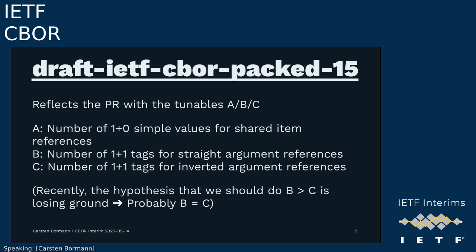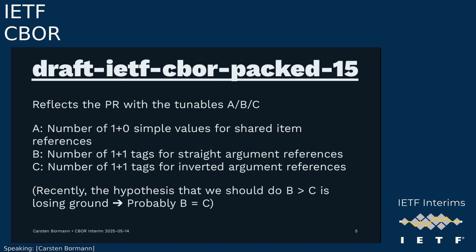Okay, so I hope you can all hear me well. So I submitted CBOR PACT-15, which is essentially just reflecting the pull request that was out before with those three tunables, A, B, C. And just to remind you what the tunables are, the A tunable is the number of 1 plus 0 simple values that are being used for shared item references. B is the number of 1 plus 1 tags for straight argument references, and C is the number of 1 plus 1 tags for inverted argument references.